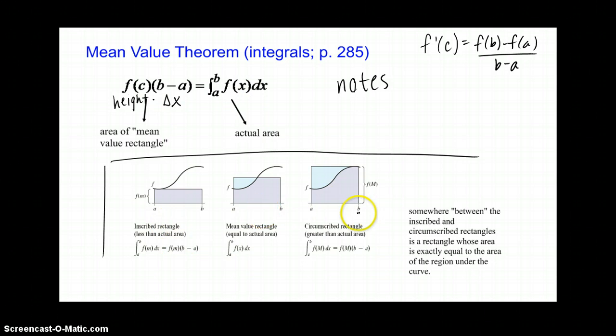So in your textbook they give you 3 pictures. All right, so just listen to this. Somewhere the mean value rectangle is between the under approximation. If we were to draw a rectangle that, looking at this curve f, under approximated the area, and then the area of this rectangle over approximates the area of the region bounded by the function f. So somewhere between these two values, there's a rectangle whose area is exactly equal to the area under the curve.